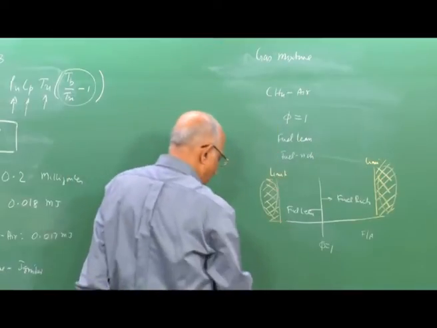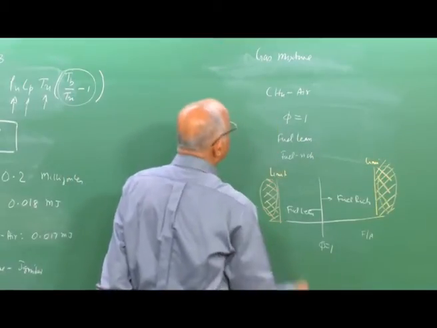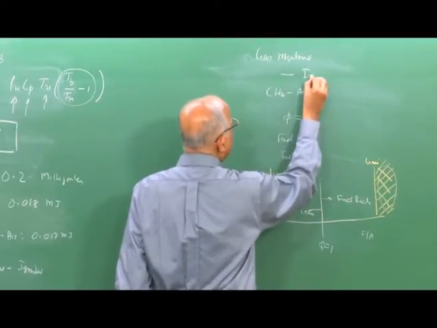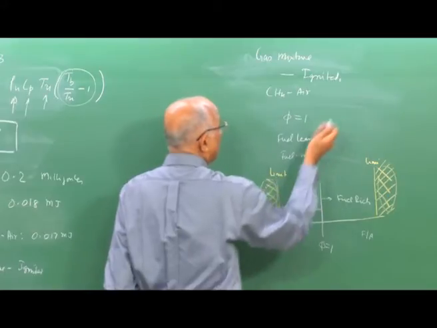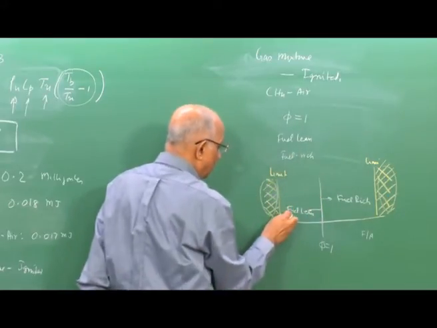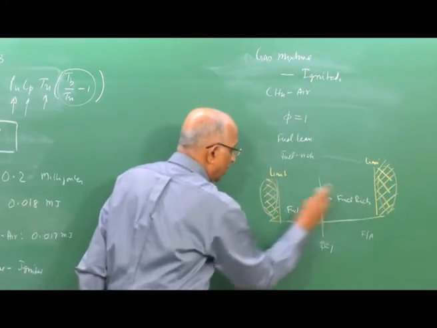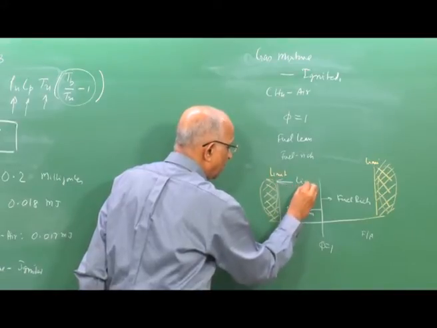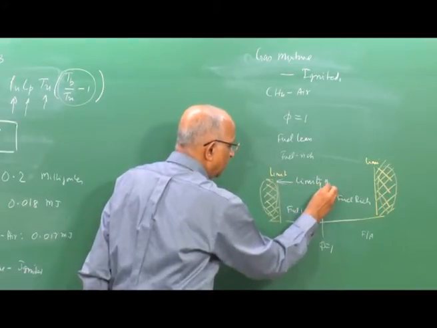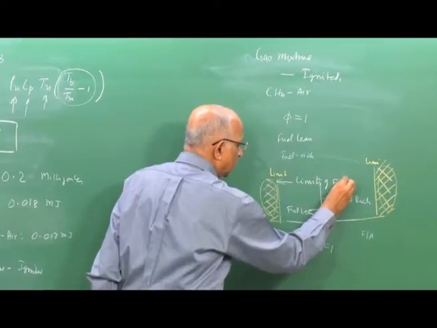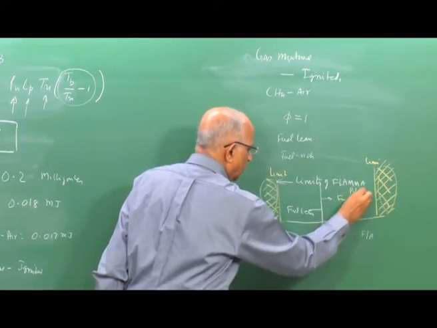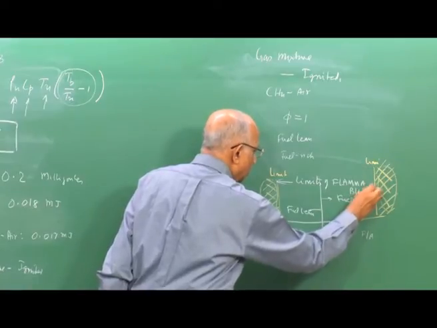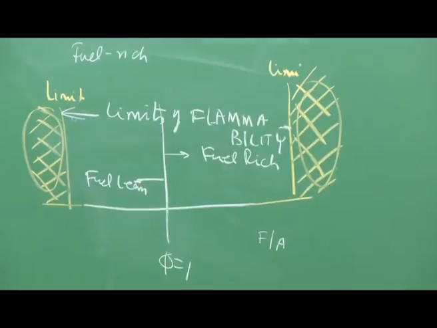Therefore, we say a gas mixture can be ignited or it can propagate a flame only if it is within from here to here, that is within limits of flammability. You know, this is a useful safety parameter. We will see this and how to calculate it.